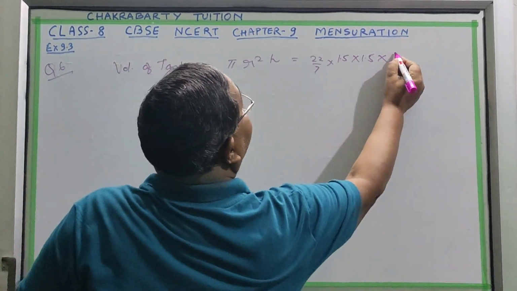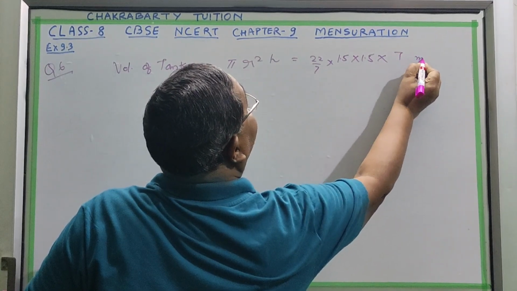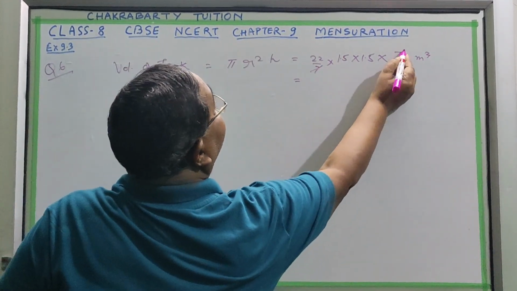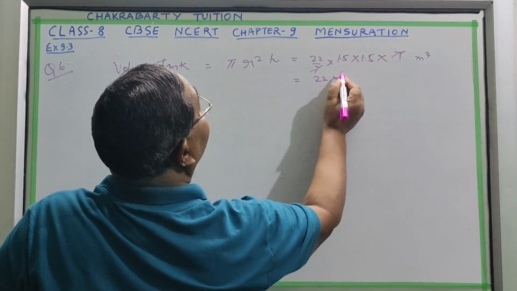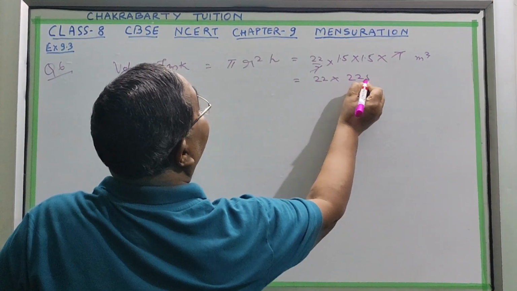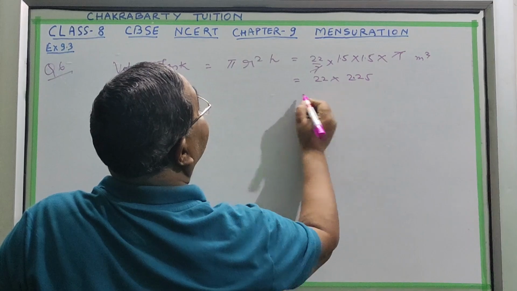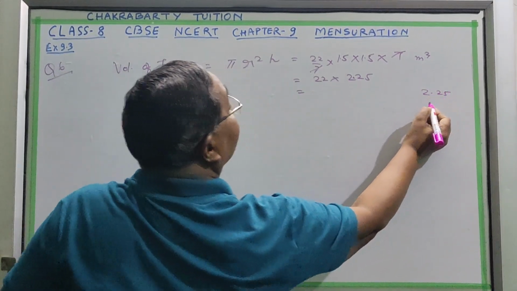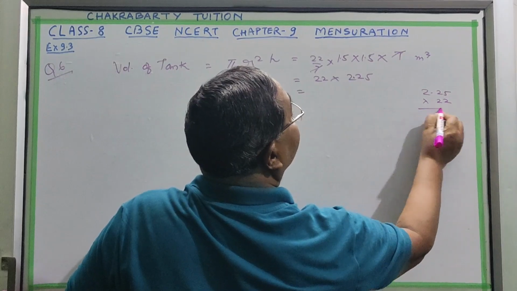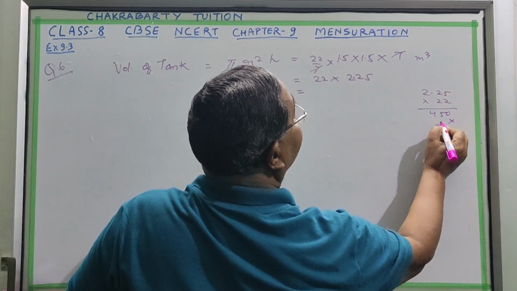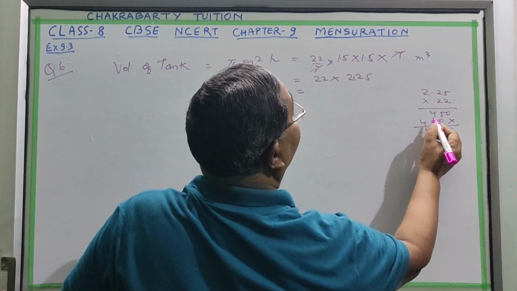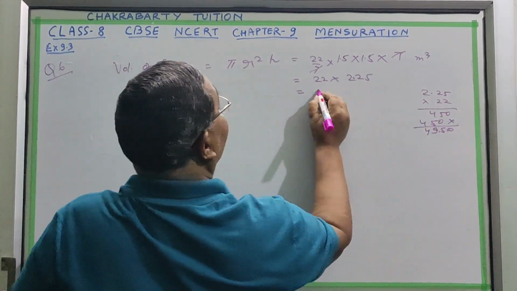Height is 7 meter. So these are all given. So it will come in meter cube. Here we can extract: 2.2 into 2.25 into 22, 2 places decimal will come here. So we will multiply in the rough. 2.25 into 22 is equal to 450 into 450, 0.594. 2 places decimal.